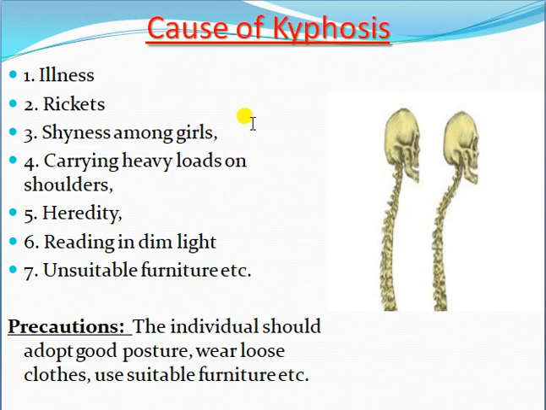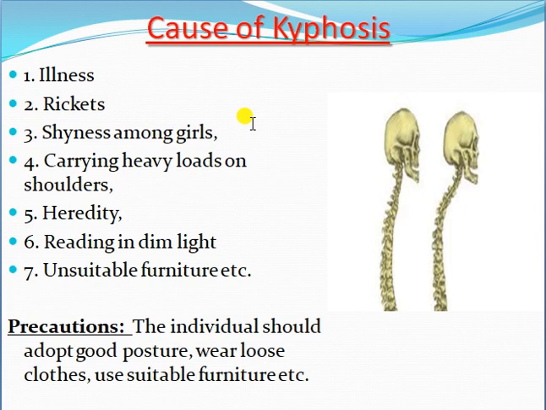Now the causes of kyphosis. If someone is suffering from this problem, they should know about the causes, then only they can manage the problem. First, illness. Second, rickets. Rickets means weakness of bones. Third is sinus among girls. Fourth, carrying heavy loads on shoulders. Whenever you carry heavy loads on your shoulder, you bend forward, right? And in that condition, kyphosis increases.